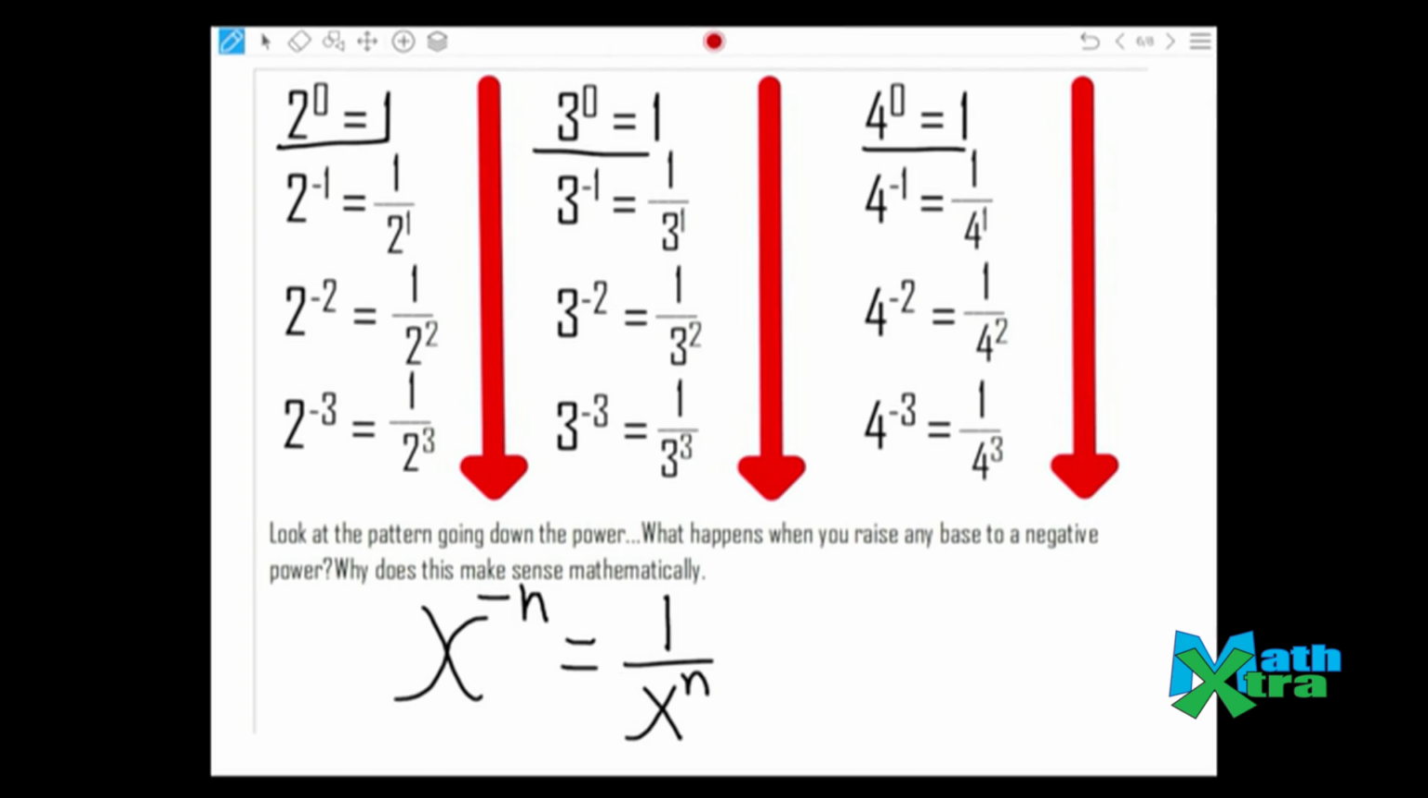Are you noticing the same thing? I know you are, because it's all over the place. So if we raise any base x to the negative n power, we end up with 1 over x to the n power. Again, x represents any number and n represents any number, but we're saying negative number. So I know that you're thinking this. Watch this on the next example. So what about this?